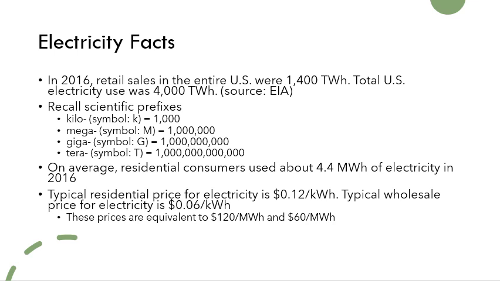On average, residential consumers use about 4.4 megawatt hours of electricity in a year. Typical residential price for electricity is about 12 cents per kilowatt hour. The typical wholesale price for electricity is about 6 cents per kilowatt hour. These prices are equivalent to $120 per megawatt hour and $60 per megawatt hour.